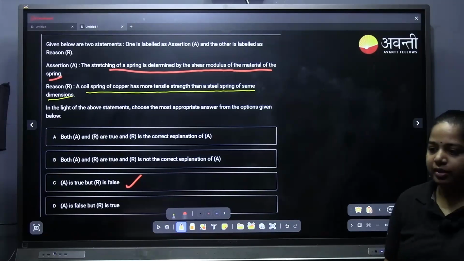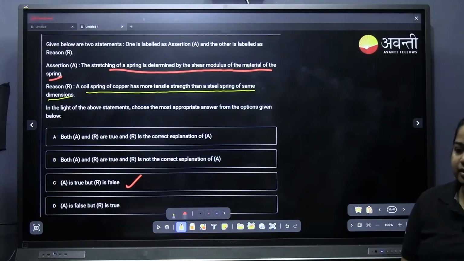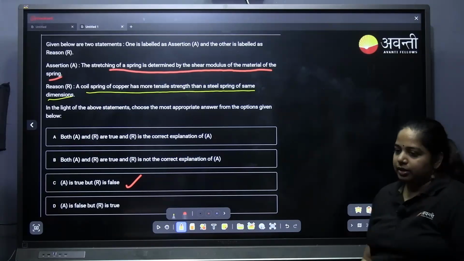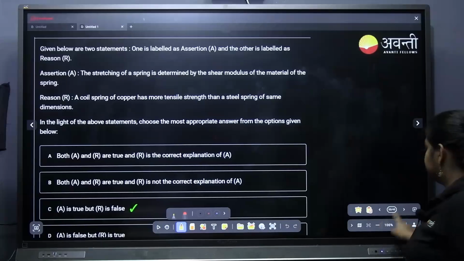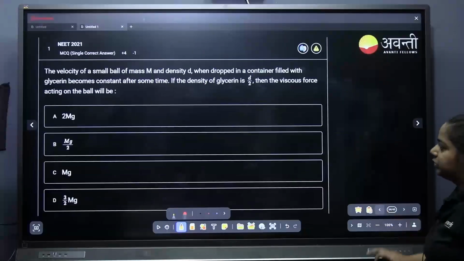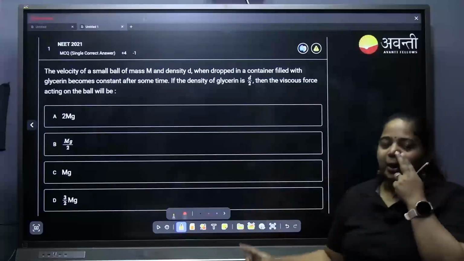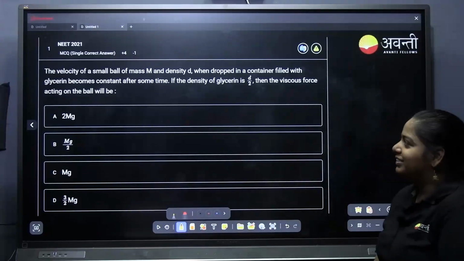Understood? Is there any doubt? Okay. Oh, sorry, I showed the answer in between, but let's see.